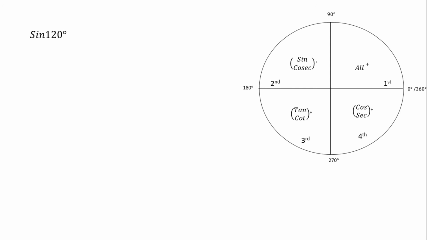Like sine 120 degrees. I already told you before that we have to break the angle in terms of 90 or 180 degrees. So here I have broken it into 180 degrees. Sine 120 degrees is equal to sine of 180 minus 60. Now we have to focus over here. 180 degrees means the ratio doesn't change, so it will be sine 60. Now 180 degrees minus means the second quadrant, isn't it? Then the sine ratio will be positive, and sine 60 we know is root 3 by 2. So sine 120 degrees is equal to root 3 by 2.